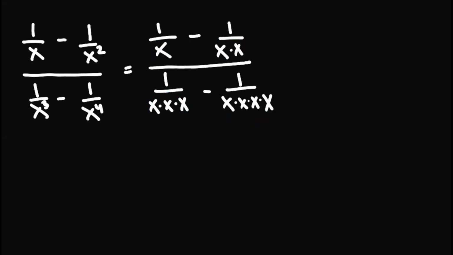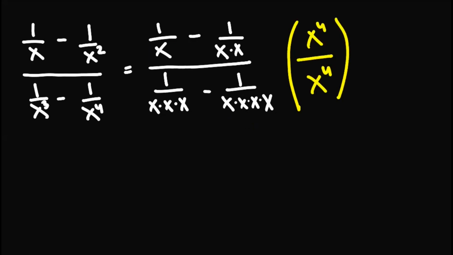So we'll do that. We'll multiply x raised to 4 over x raised to 4. We obtain x raised to 4 over x, or simply x cubed, minus x raised to 4 over x squared, or simply x squared, all over x raised to 4 over x cubed, or x, and x raised to 4 over x raised to 4 is 1.